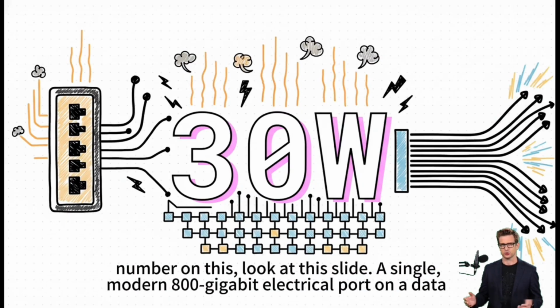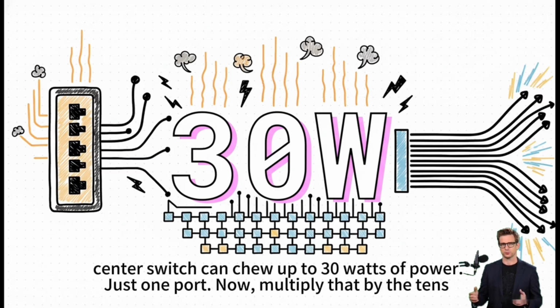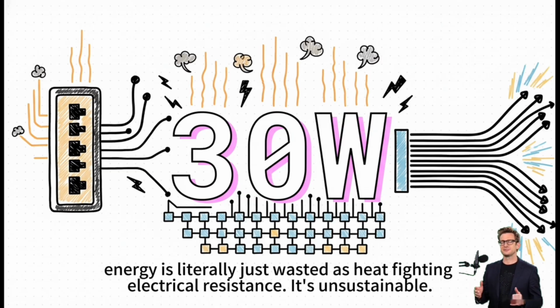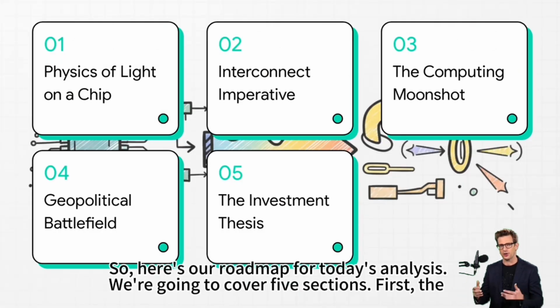To really put a number on this, look at this slide. A single, modern 800 gigabit electrical port on a data center switch can chew up to 30 watts of power. Just one port. Now, multiply that by the tens of thousands of ports in a modern AI cluster. The power draw is just astronomical, and most of that energy is literally just wasted as heat fighting electrical resistance. It's unsustainable.